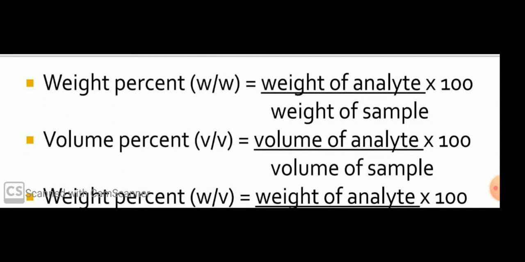Next definition is weight percent and its formulas: first weight percent, second volume percent, and third weight by volume percent. Firstly, weight percent is denoted by W/W. This is the weight symbol. Weight of analyte divided by weight of sample times 100. Volume percent: volume of analyte divided by volume of sample times 100. Weight by volume percent, W/V, is equal to weight of analyte divided by volume of sample times 100.